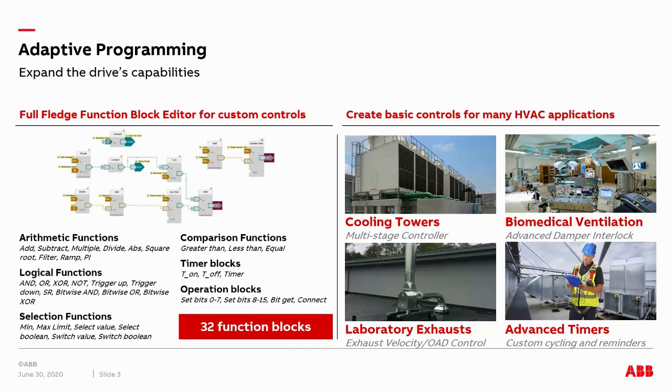And you can build lots and lots of different basic controls. In my case, I'm listing some HVAC applications here, but there's no reason why you couldn't be using these for industrial and water type applications, cooling tower, multi-stage controllers. I actually have a good example of how to do that that we can run as a follow-up and provide some materials for on building a multi-stage cooling tower controller. You can use it to do some advanced damper interlock, do exhaust and velocity OAD control with laboratory exhaust, and then doing some advanced timers.